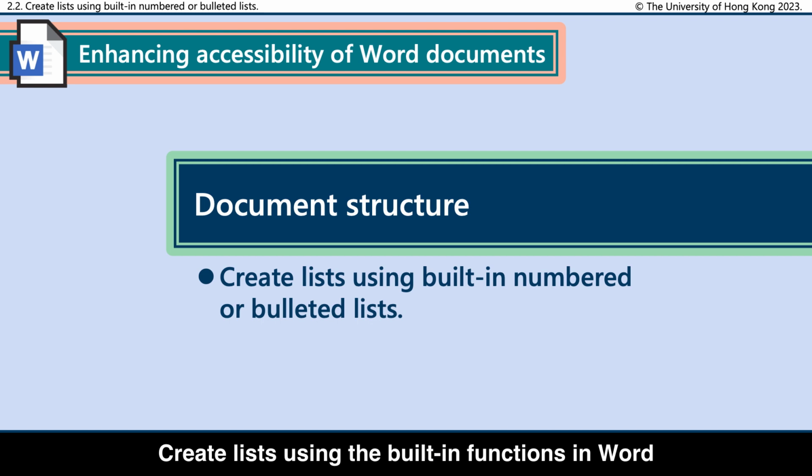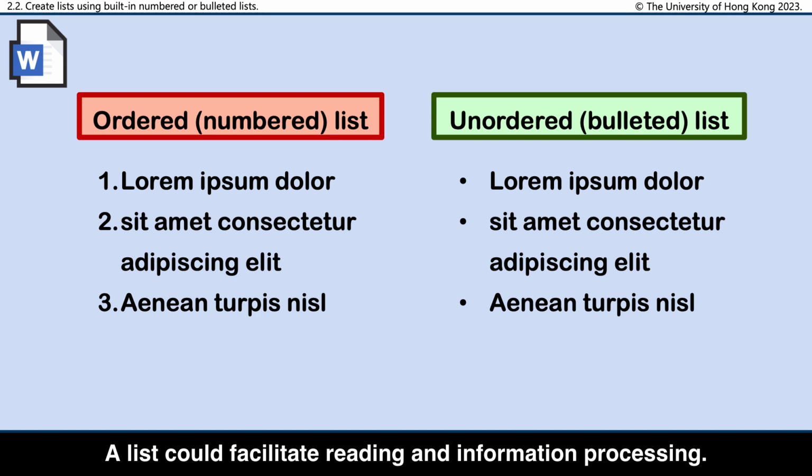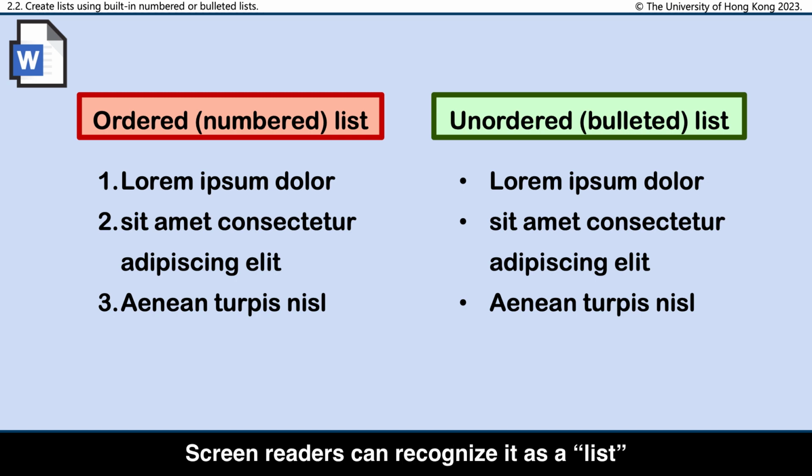Create lists using the built-in functions in Word for ordered or unordered lists. A list could facilitate reading and information processing. Screen readers can recognize it as a list and identify the number of items in the list before it begins to read the items. Screen readers would first read that there is a list, followed by the number of the items in the list. When screen readers finish reading all the items in the list, screen readers would read the end of the list.